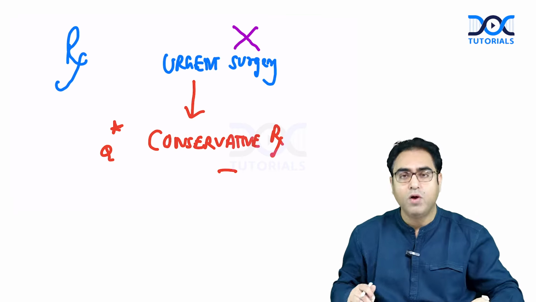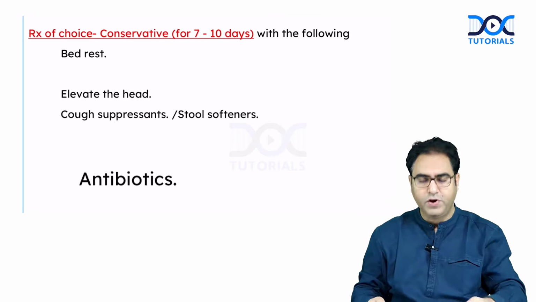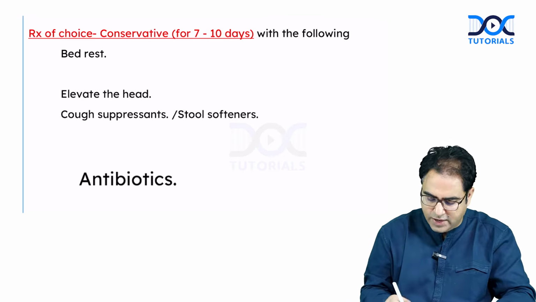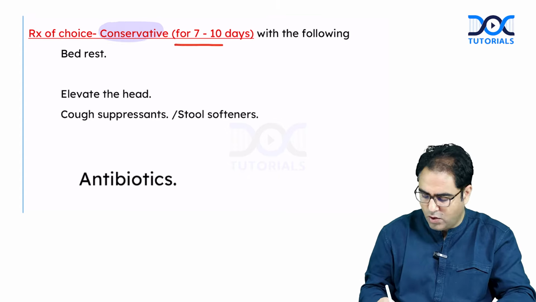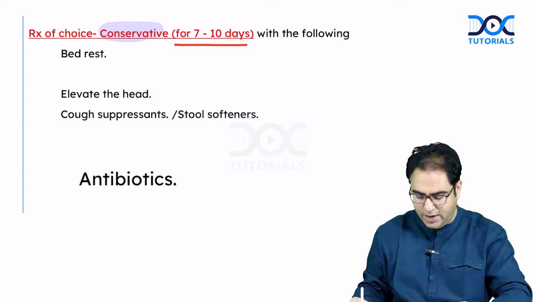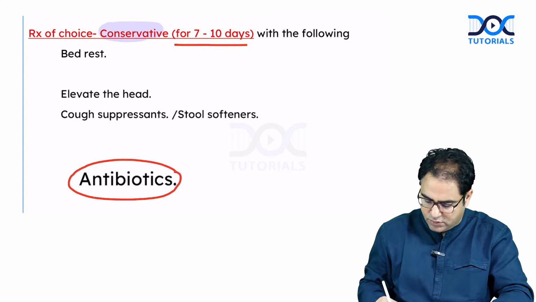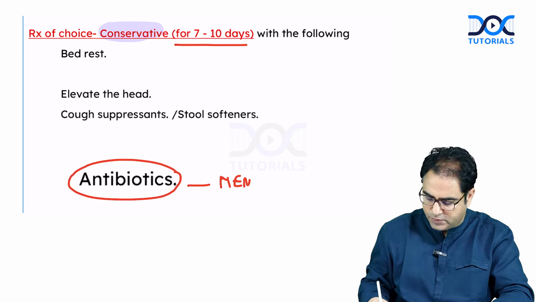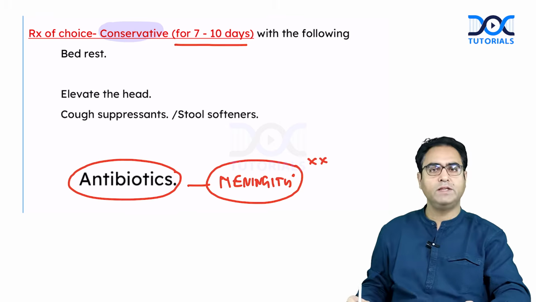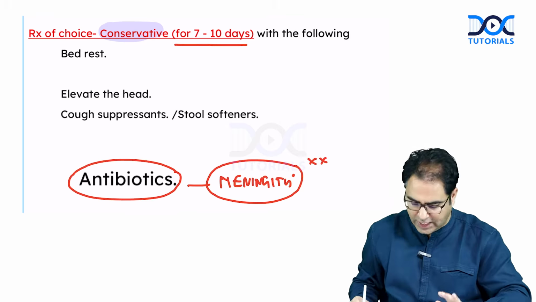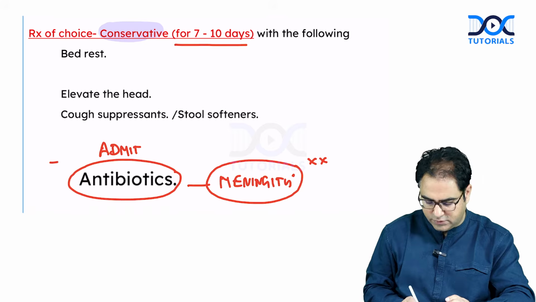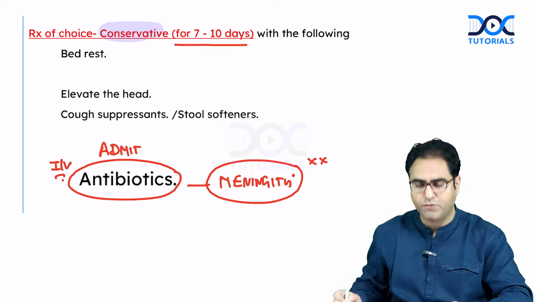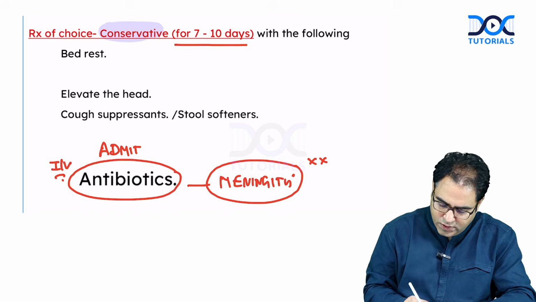Okay. What do we do in conservative treatment? So the treatment plan is conservative, yes. For how many days? 7 to 10 days. We admit the patient and we give antibiotics so that the patient develops no meningitis. We have to prevent meningitis. So we admit the patient and we give IV antibiotics to prevent the possibility of meningitis. Now, this is number one management.